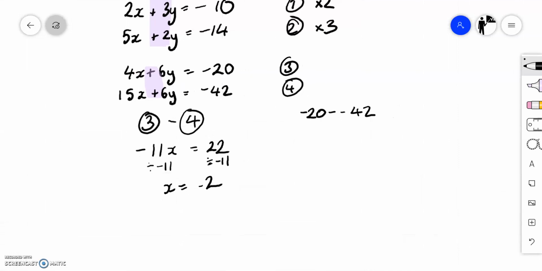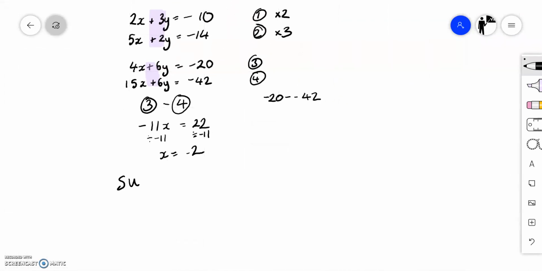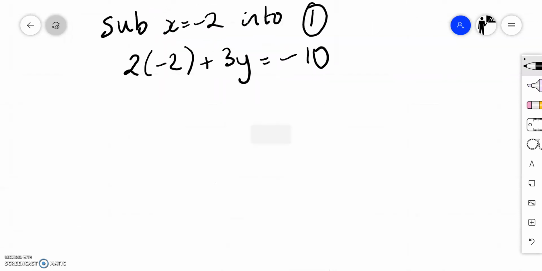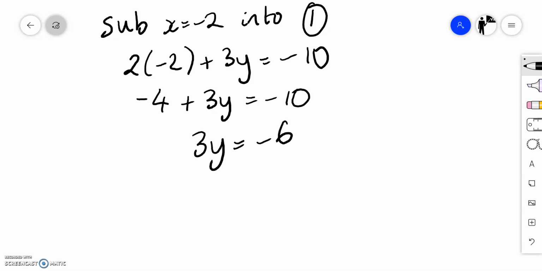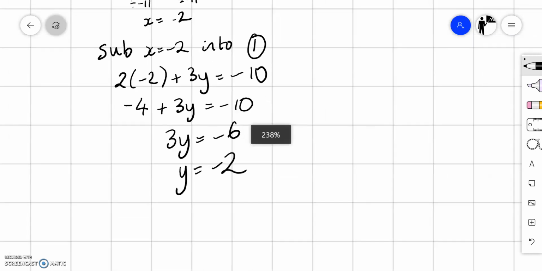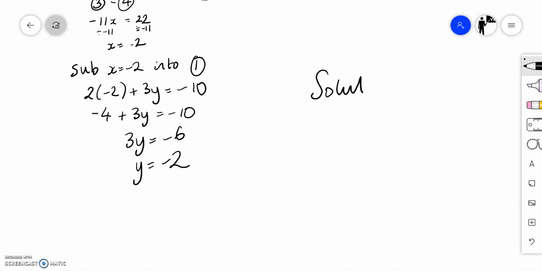But remember, we want two answers. I've got one. So I need to take this answer. I'm going to substitute it into equation 1. What is that going to be? So it's 2x, so it's 2 lots of minus 2, plus 3y is minus 10. That's going to be minus 4 plus 3y is minus 10. I'll add 4 to both sides. Minus 6. I'll divide both sides by 3. And I'm going to get minus 2. So our solution here is going to be x equals minus 2 and y equals minus 2.